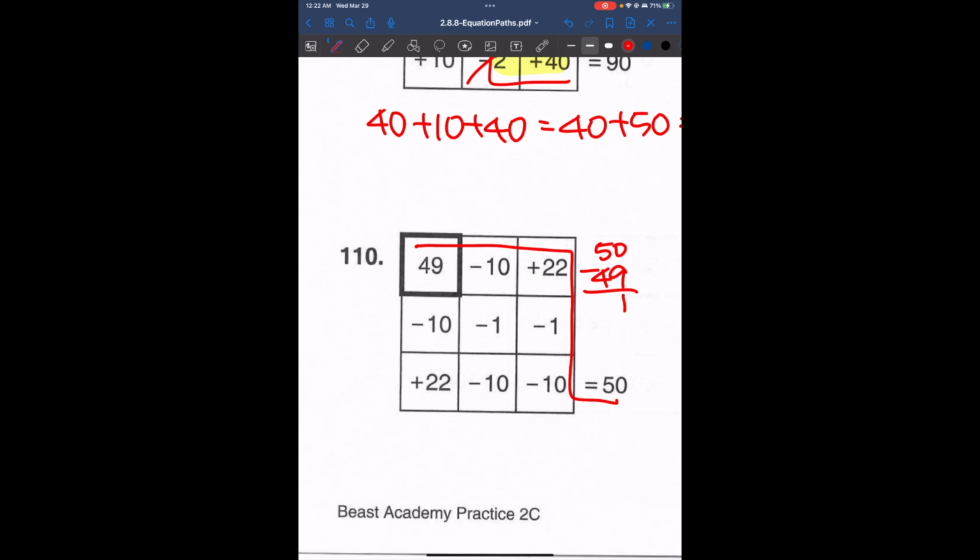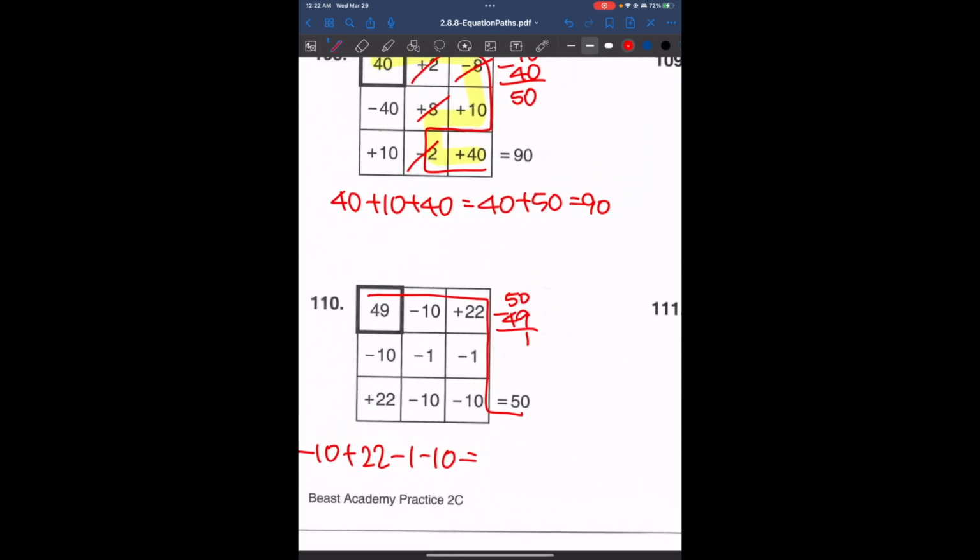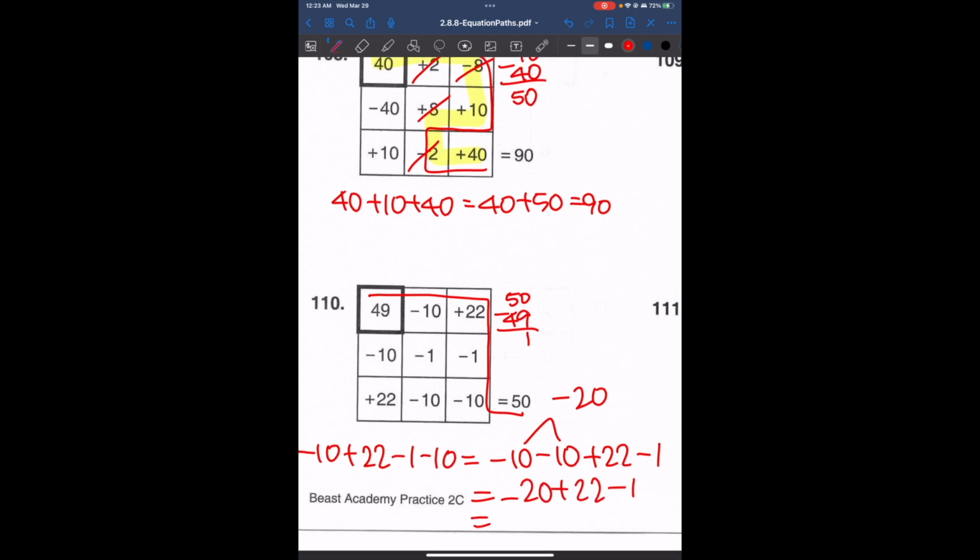The numbers involved in the path, other than the starting number and the final number, are -10, 22, -1, and -10. And so we can rearrange this using what we learned in the previous video: -10 minus 10 plus 22 minus 1. And -10 minus 10 is -20. And so -20 plus 22 minus 1. We know that -20 plus 22 is 2, and 2 minus 1 is 1. And so the correct path would be this.